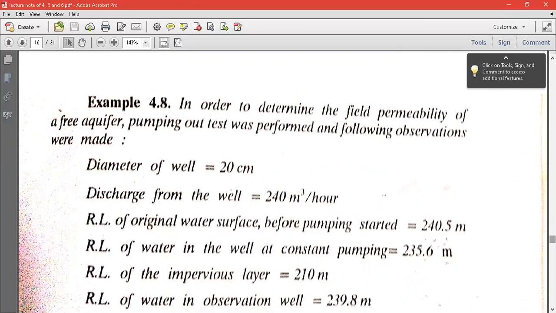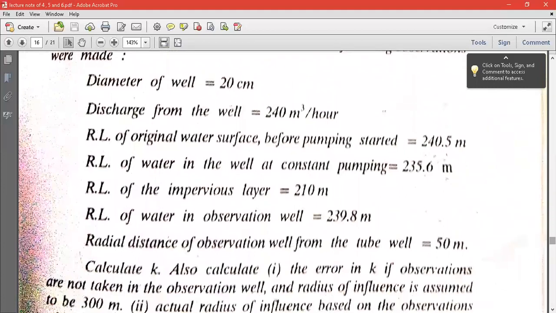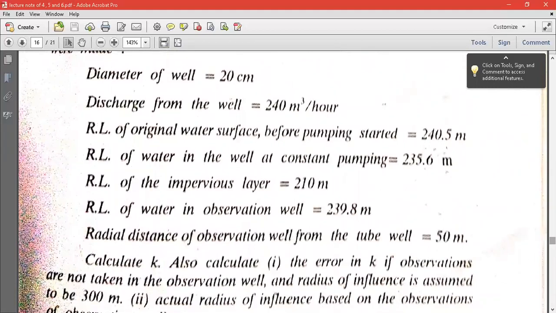Suppose the discharge of the well is 240 meter cube per hour and the well diameter is 20 centimeter. The reduced level of the water in the well at constant pumping is given. Again I say, the level difference and benchmark reduced levels are given, so for different reduced levels you have to find out the height. This type of problem may come in the exam, because some reduced level heights in the datum are given. From there, by subtracting the reduced level given, you have to calculate the height which is required for the formula.